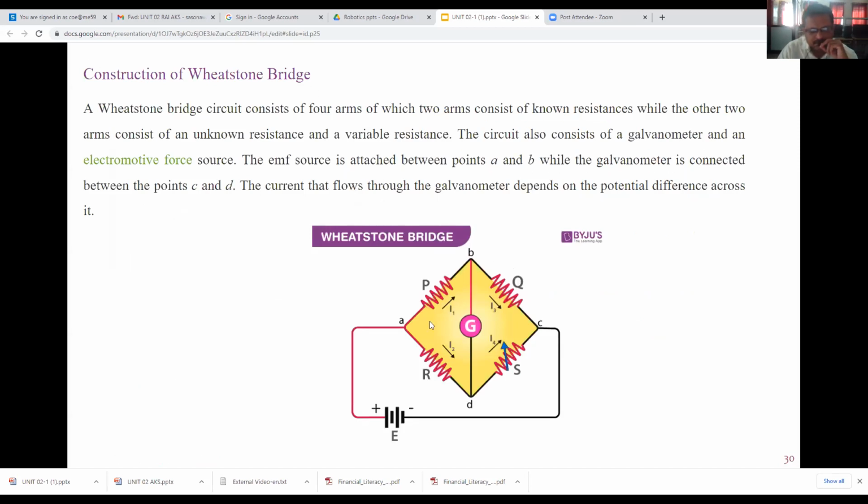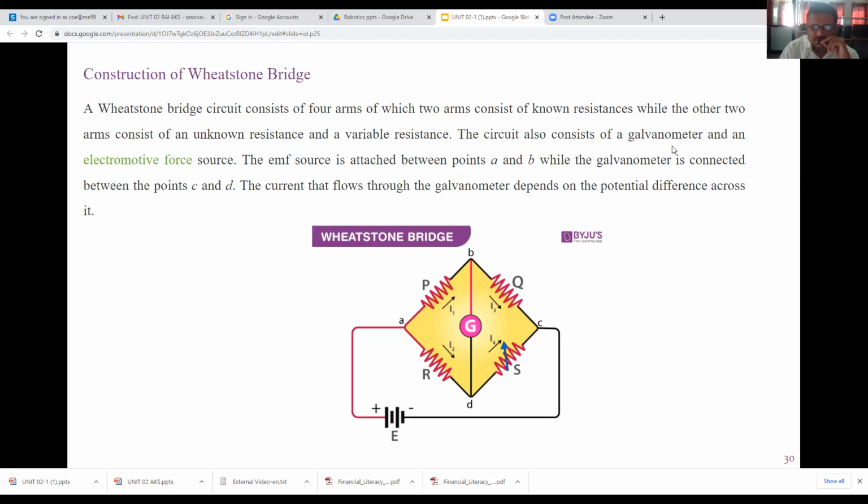Now, construction of a Wheatstone Bridge. Again, same figure is there. I have taken it from Byju's. A Wheatstone Bridge consists of four arms, of which two arms consist of known resistances, and the other arms consist of an unknown resistance and a variable resistance. See that a Wheatstone Bridge has four arms, P, Q, R, S. Two are known resistances, one is unknown and another is variable resistance. See that S is here variable resistance. Means you can change the resistance of this resistor. That's why it is known as variable resistor.